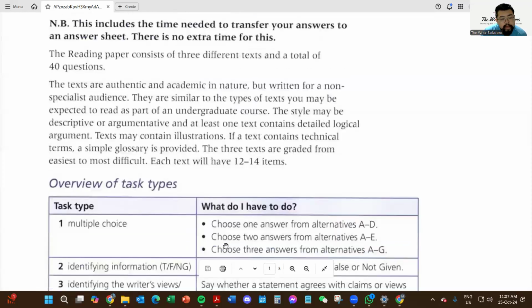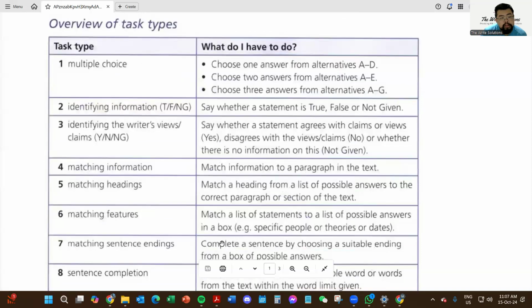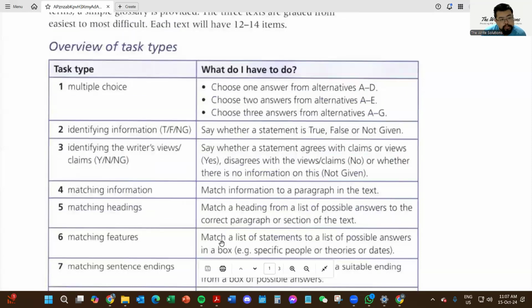So overview of text type. The most common will be multiple choice. As I said, you might choose one answer, alternatives from A to D, choose 2 answers from alternatives A to E, or choose 3 answers from alternatives A to G, okay? So it's going to be 1 mark per question.